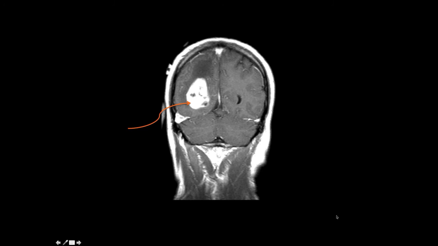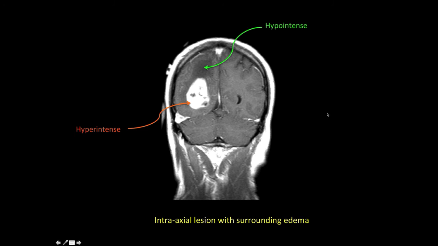So here we have a coronal reconstruction, and we have this lesion that is hyperintense, an intra-axial lesion, and it has a surrounding hypointense material, which happens to be surrounding edema.